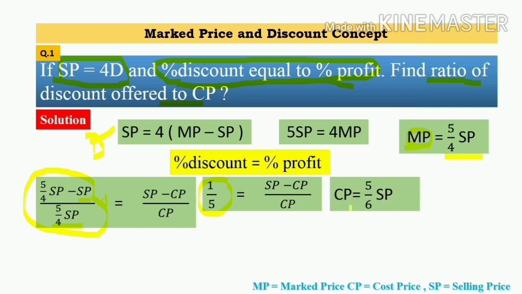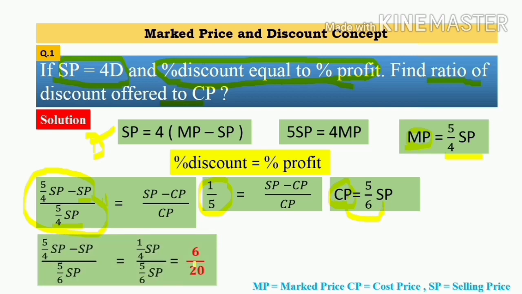After solving this, we calculate the answer in terms of CP. We get CP equals 5 by 6 SP. After that, in the question it has been asked to find the ratio of discount offer to CP. So how much discount? Here firstly we have to calculate the discount.